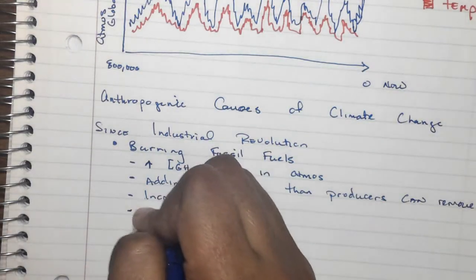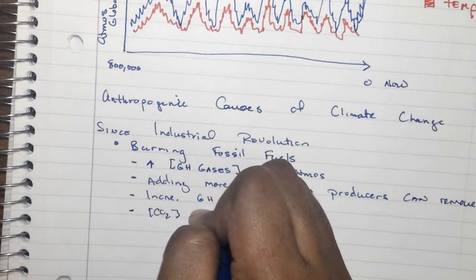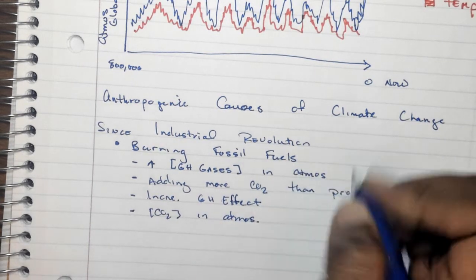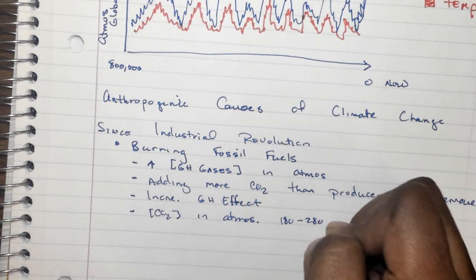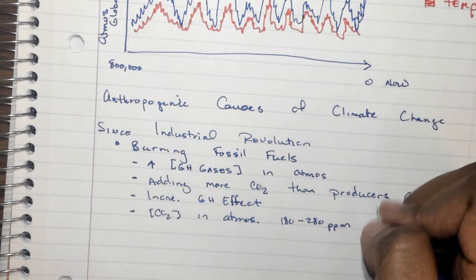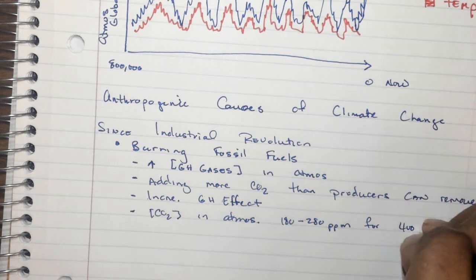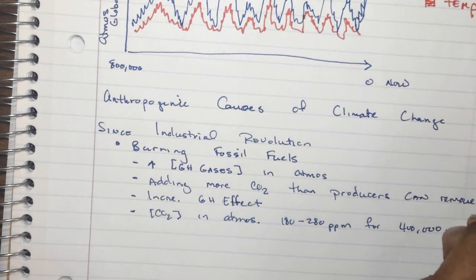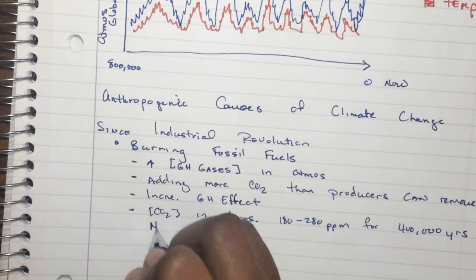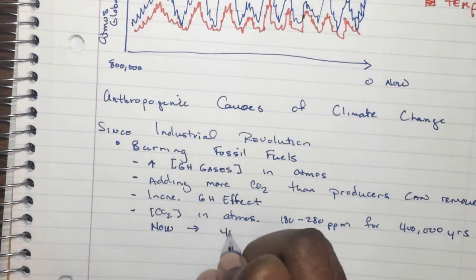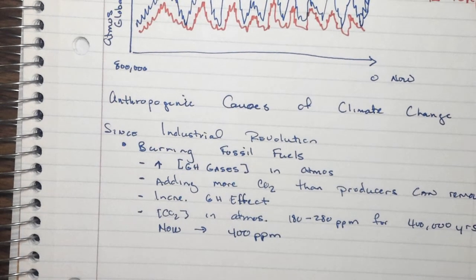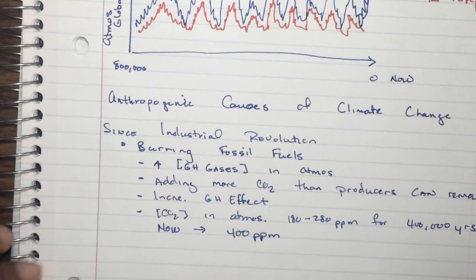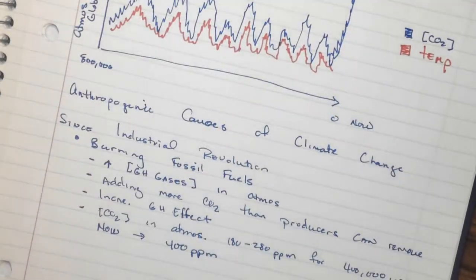So the concentration of CO2 in the atmosphere was 280 parts per million for about 400,000 years. And now it's about 400 parts per million. So that is one thing that we are doing.